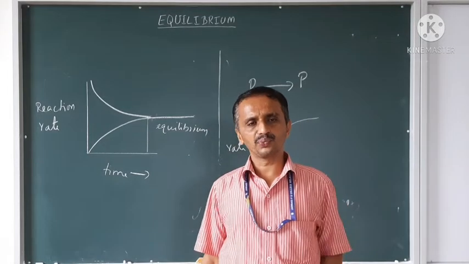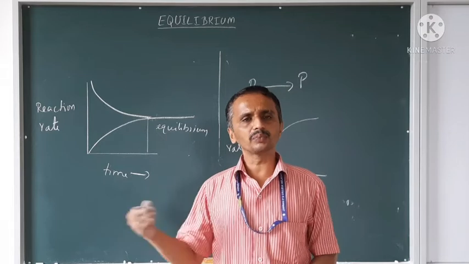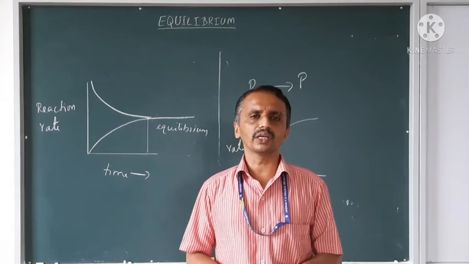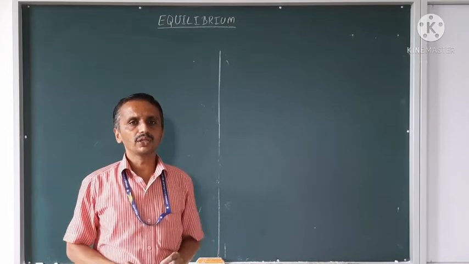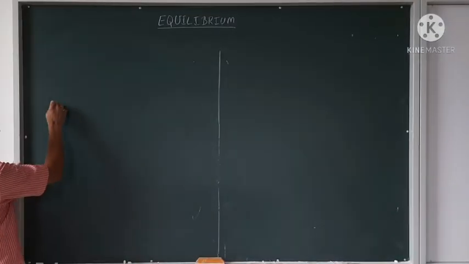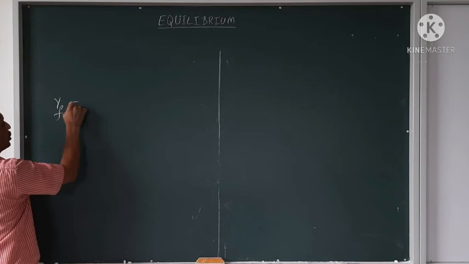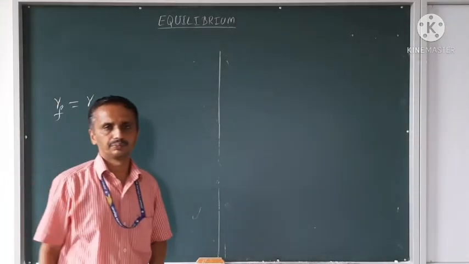They may give some graph. This graph represents a forward reaction, backward reaction, reversible reaction. A question can be asked like that. Now, what is the meaning of equilibrium? Equilibrium is when the rate of forward reaction should be equal to the rate of backward reaction. That's all.